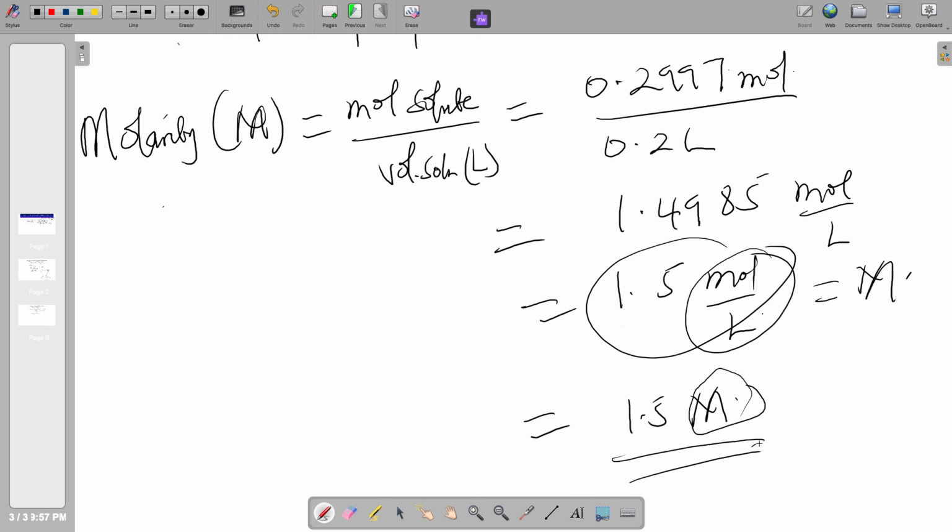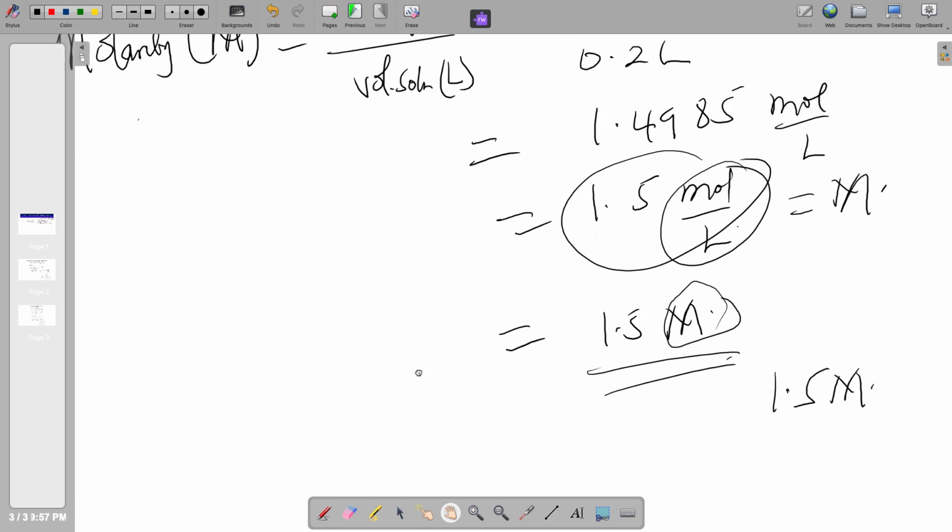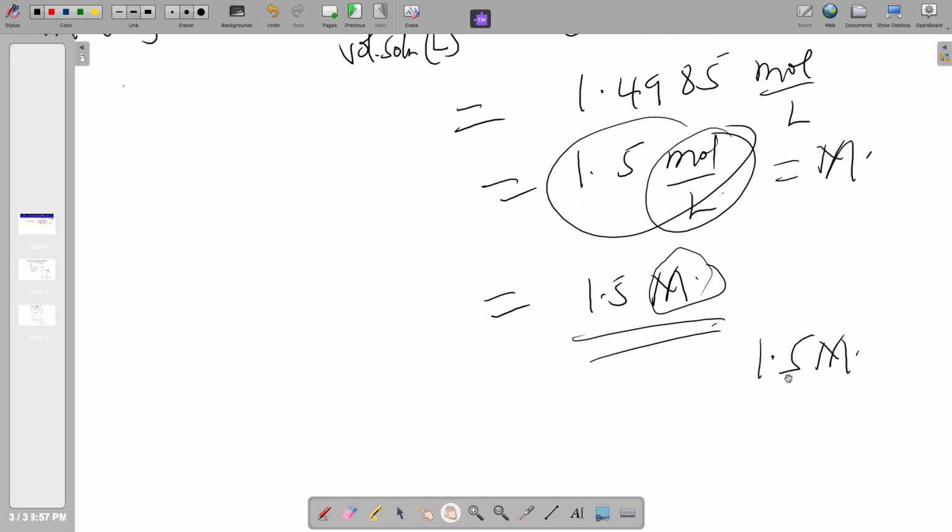What you have to keep in mind is that anytime you see molar, capital M, with a number depicting molarity, you can always use it as a conversion factor. So once I have 1.5 molar, I can rewrite this as 1.5 moles per liter. Remember, it's 1.5 moles per 1 liter. Once I do this, as a conversion factor, I can always use it to go from moles to liters or liters to moles.